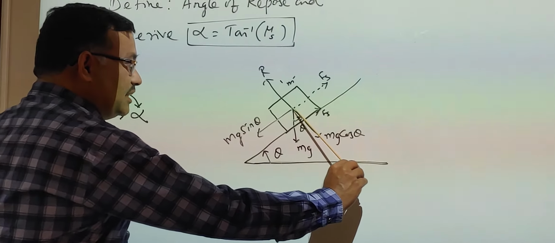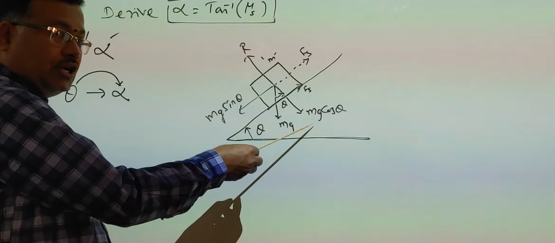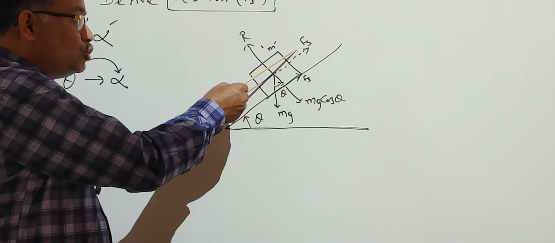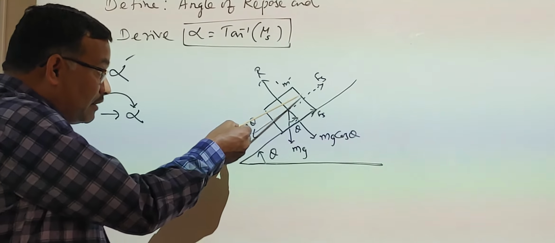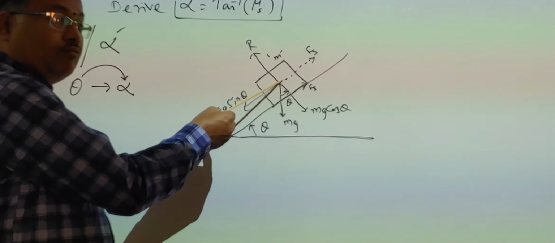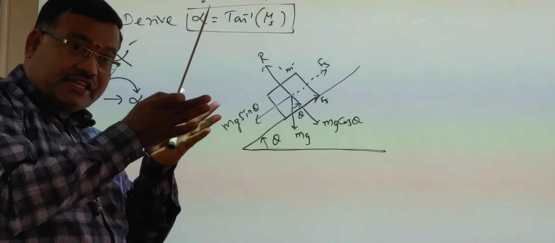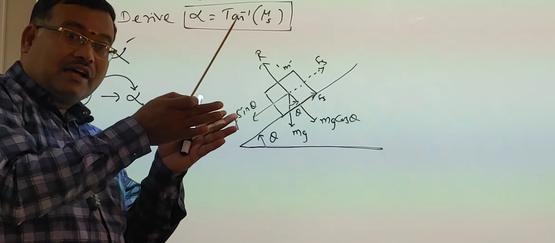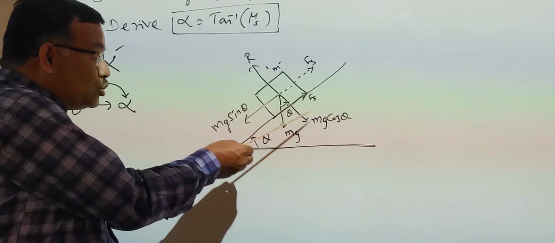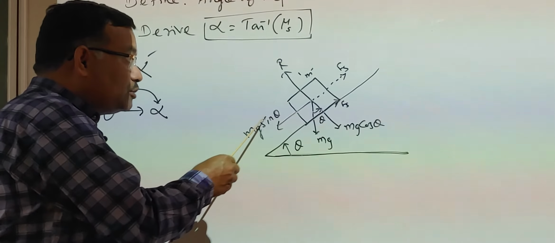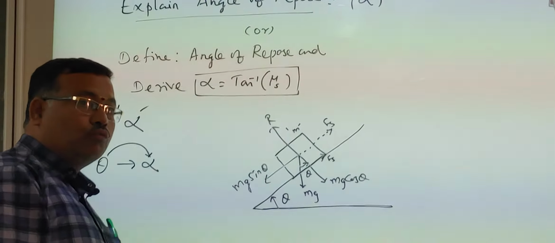The mg cos theta is balanced by the normal reaction. Already you know this concept. And mg sin theta is balanced by the frictional force, which acts opposite to the mg sin theta. If the block is in equilibrium condition, that means it is not sliding down, it is just resting on the inclined plane. So when R is balanced by mg cos theta, and mg sin theta is balanced by Fs, the block is in equilibrium position, it will not move.